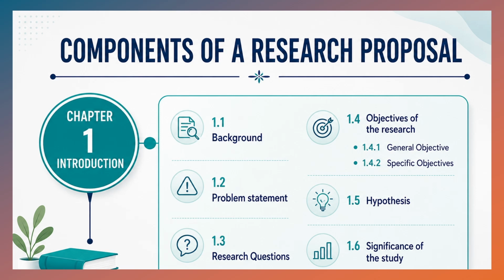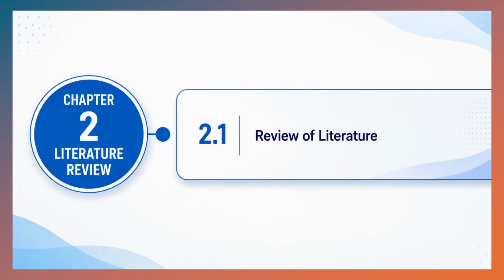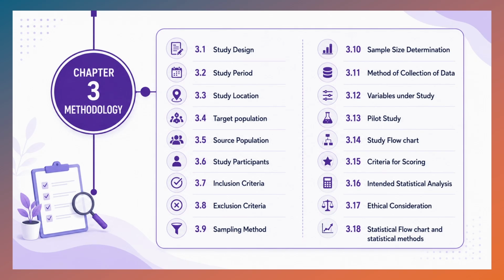A research proposal will have 3 chapters. Chapter 1 is Introduction. Introduction will have the following subcomponents: background, problem statement, research question, objectives of the research, hypothesis statements, and significance of the study. The second chapter will be review of literature. The third chapter is on methodology.